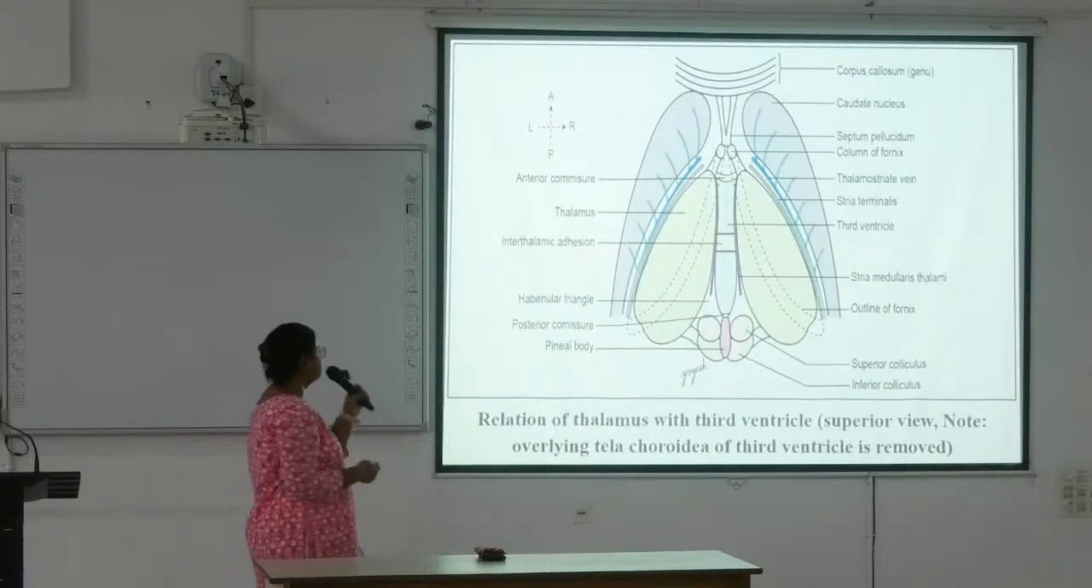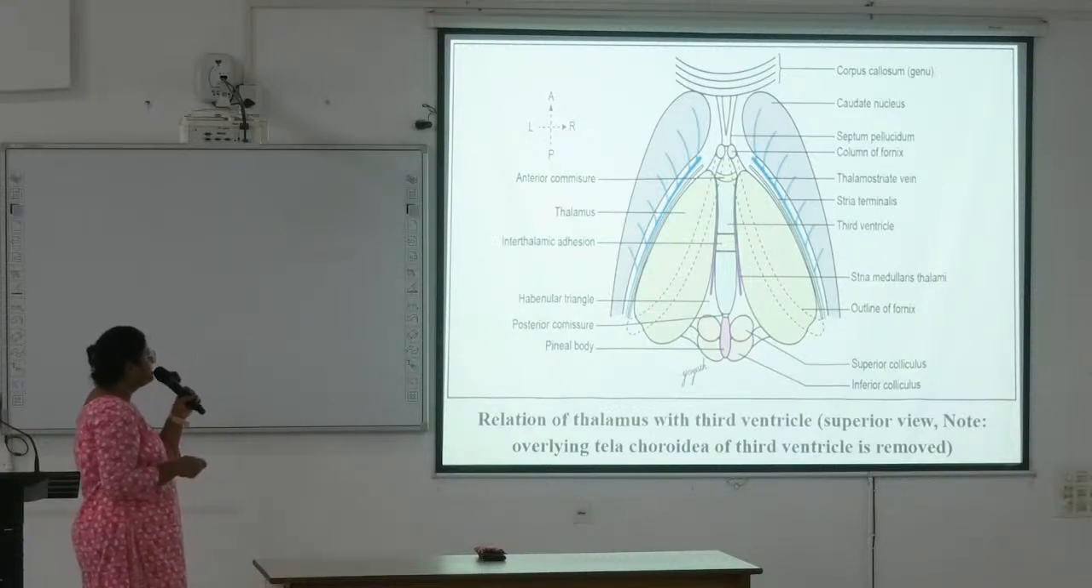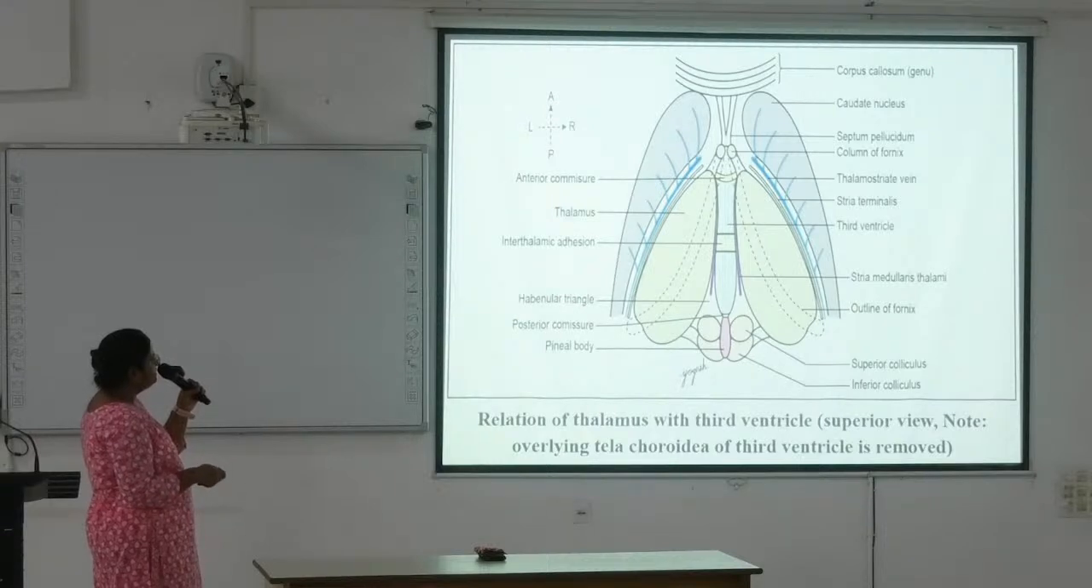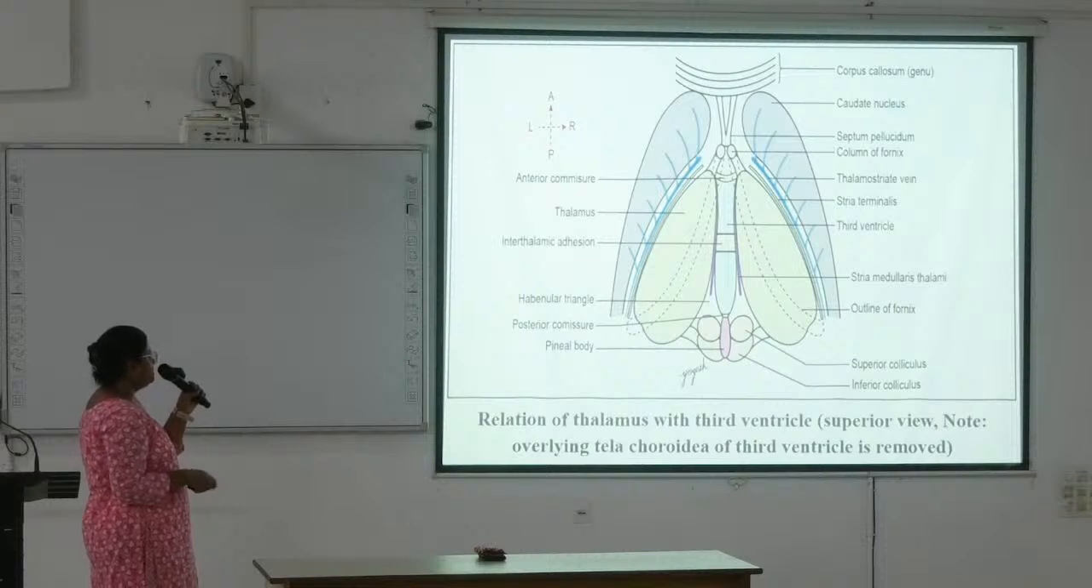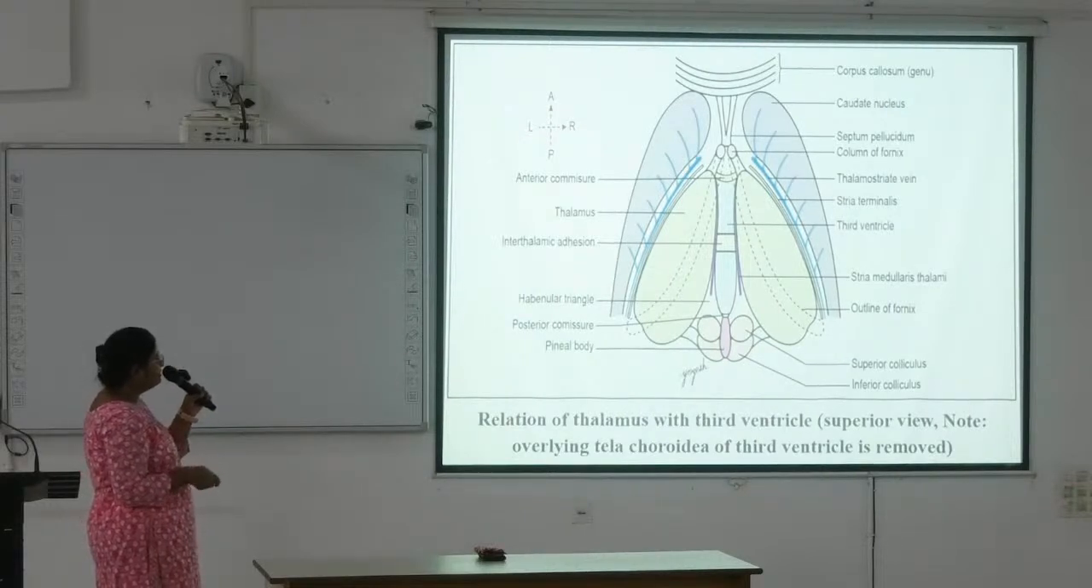Next, see here, this is relation of thalamus with the third ventricle. This area is the third ventricular cavity. See, this is the interthalamic adhesion. These are the two thalami. They are connected by this interthalamic adhesion through the cavity of third ventricle. And see the relation. Here is the anterior end. This is posterior end or pulvinar end. Okay. So this is view from the superior aspect. It is a transverse section through the third ventricle.